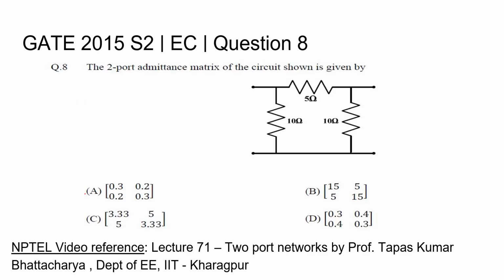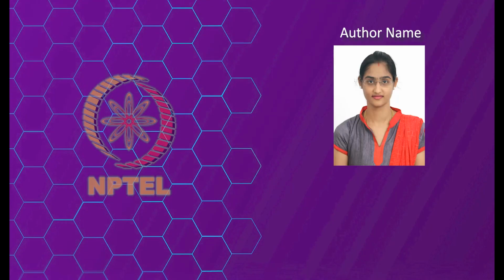In a similar fashion, we can find out the value of Y22 and check if it is 0.3. The correct answer is option A. Y11 is 0.3, Y12 is 0.2, Y21 is 0.2 and Y22 is 0.3.